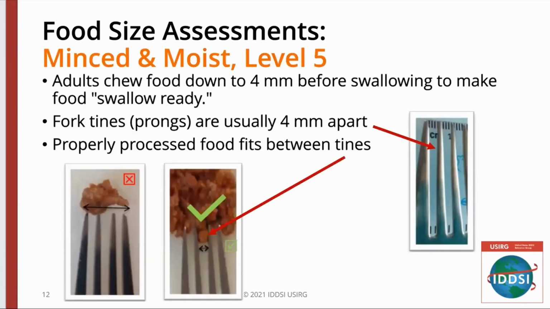The second method is to test size with the particle requirements for minced and moist, level 5. Adults typically chew food down to roughly 4 millimeters or less to make the food swallow ready. Some people cannot break foods down with chewing into small particles that are safer to swallow. A diet can be provided that is ground or minced to particle sizes of 2 millimeters for pediatrics and 4 millimeters for adults. A standard fork can be used to measure the 4 millimeter particle size. Properly processed food fits between the tines of a fork.